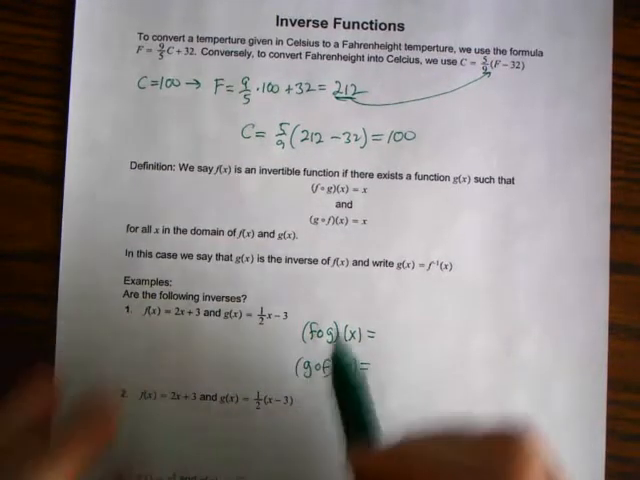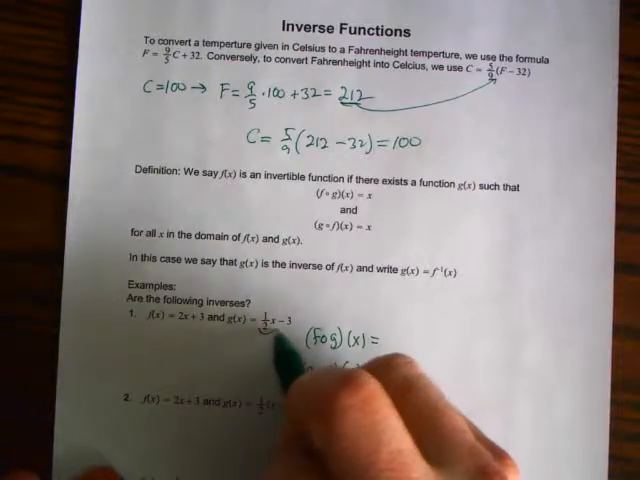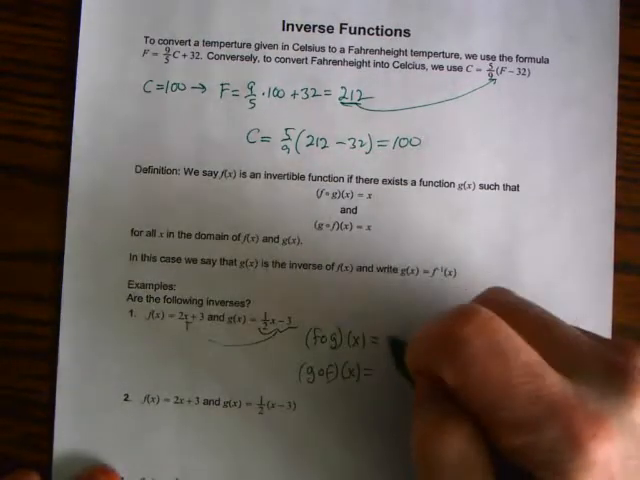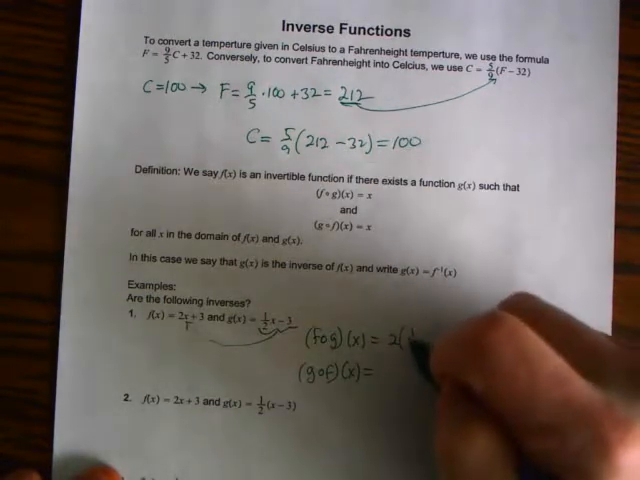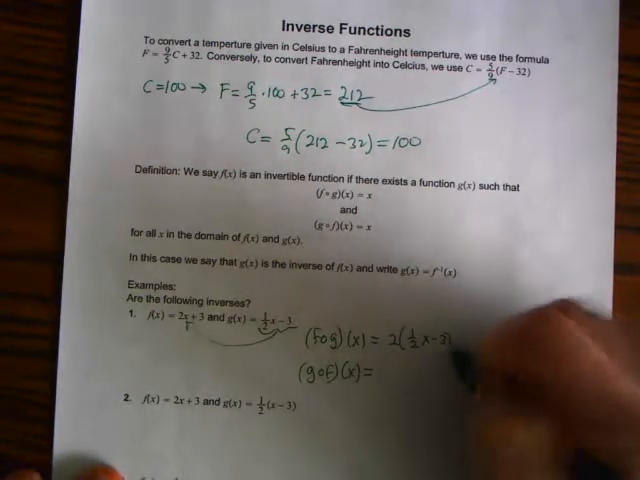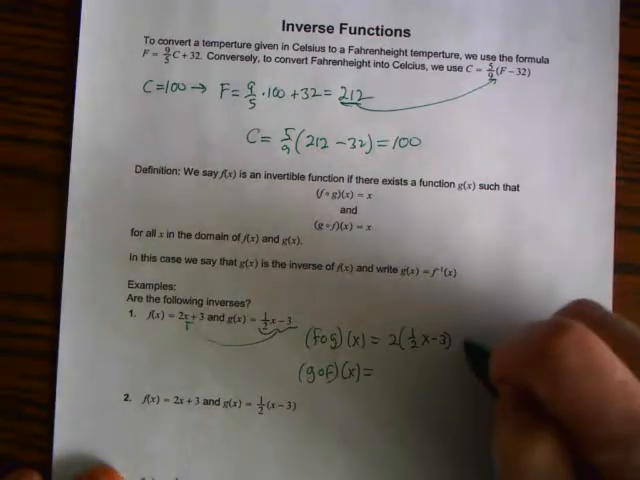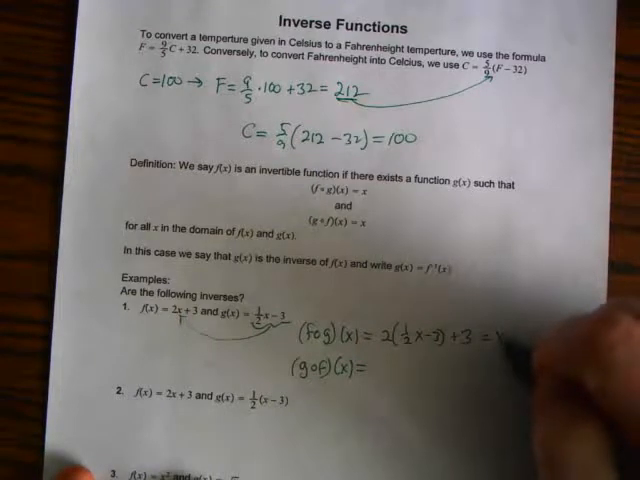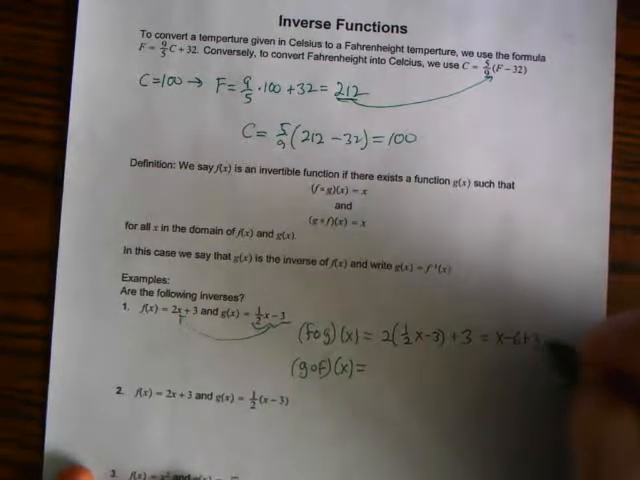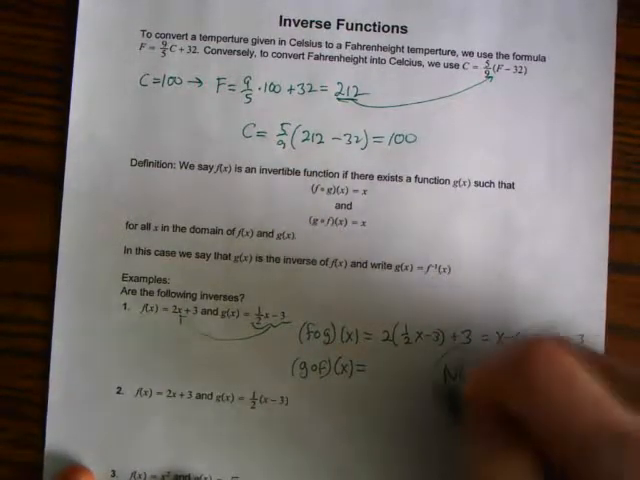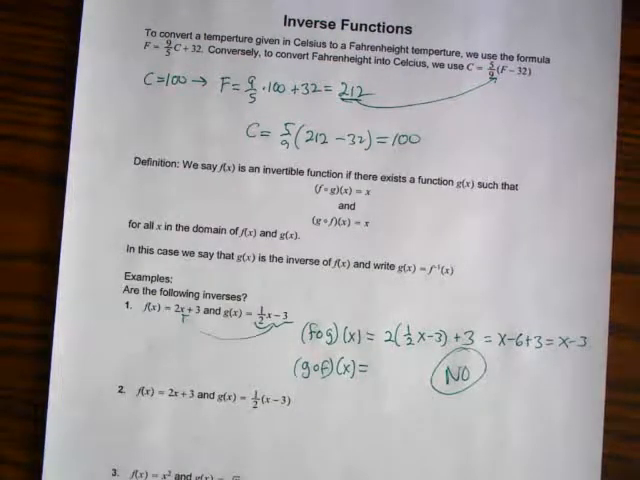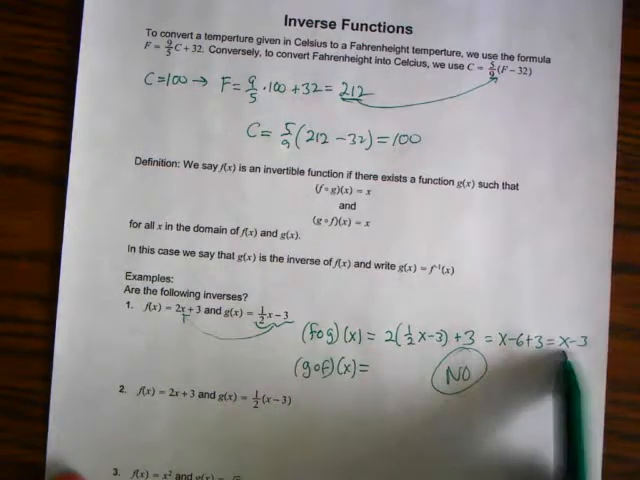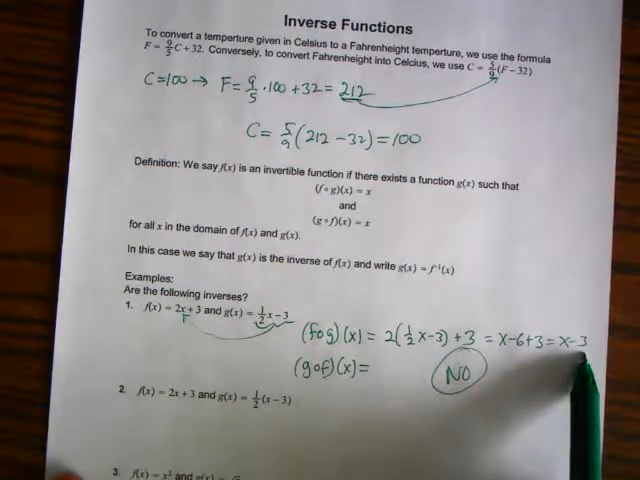Alright, so to do f of g, I start with g, and I plug it in for that x right there. So I would have 2 times (1/2 x plus 3), distribute the 2 through, that's x plus 6... sorry, that's 2 times (1/2 x minus 3), which is x minus 6 plus 3, that's x minus 3. So right there I can stop and I can say no, they are not inverses. I don't even have to do g of f. I did f of g, I did not get just the answer x. They're not inverses.